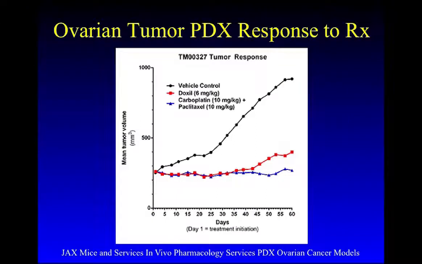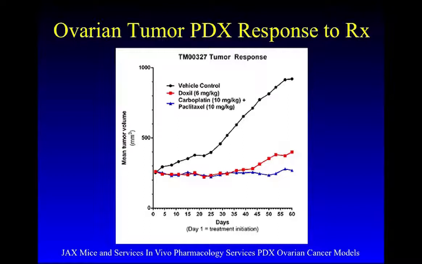A good example, and I'm just taking a couple of these examples that you can take from the JAX website, is ovarian tumor PDX responses to a standard first-line therapy of patients, carboplatin and paclitaxel. As you can see here, this treatment was able to suppress the progression of the tumor. But the real value of these is the hope that these PDX responses will mimic what will be seen in the patient, so that you can have a concordance between what's going on in the patient and what's going on in the PDX model. The hope is to be able to predict the response.